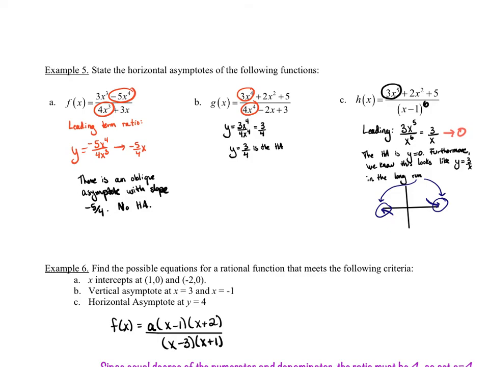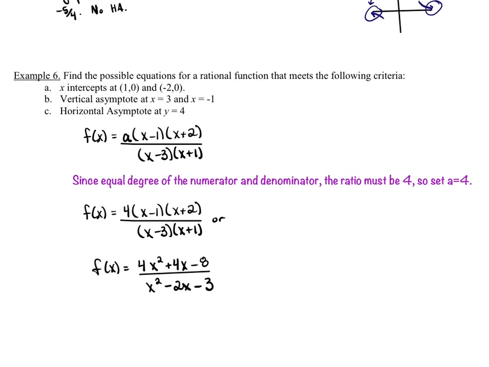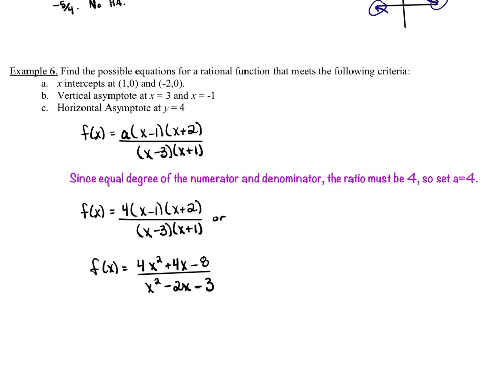So the last example we'll do today is putting this all together. So finding a rational function that meets this criteria. We have x-intercepts at (1, 0) and (-2, 0). I have put those in as factors of the numerator. Vertical asymptotes at x equals 3 and x equals negative 1. I have put those as factors in the denominator. Then I'm going to put my stretch factor here. There's a horizontal asymptote at y equals 4.